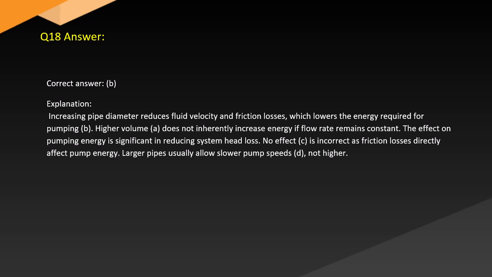Answer. Correct answer: B. Explanation: Increasing pipe diameter reduces fluid velocity and friction losses, which lowers the energy required for pumping. B. Higher volume, A, does not inherently increase energy if flow rate remains constant. The effect on pumping energy is significant in reducing system head loss. No effect, C, is incorrect as friction losses directly affect pump energy. Larger pipes usually allow slower pump speeds, D, not higher.